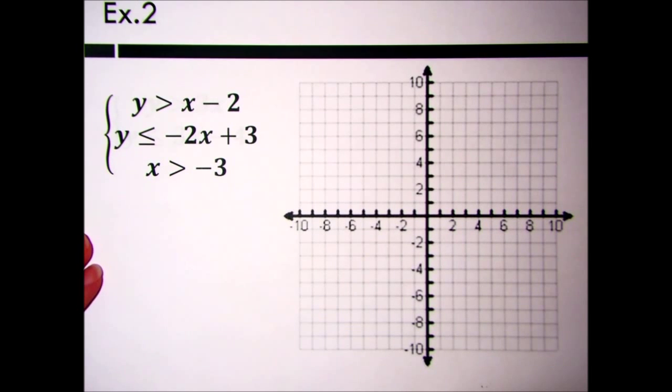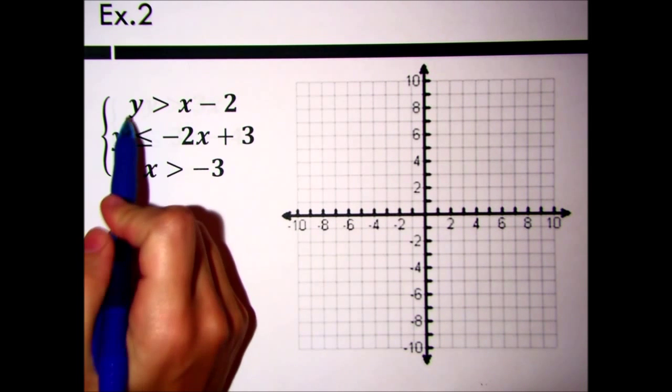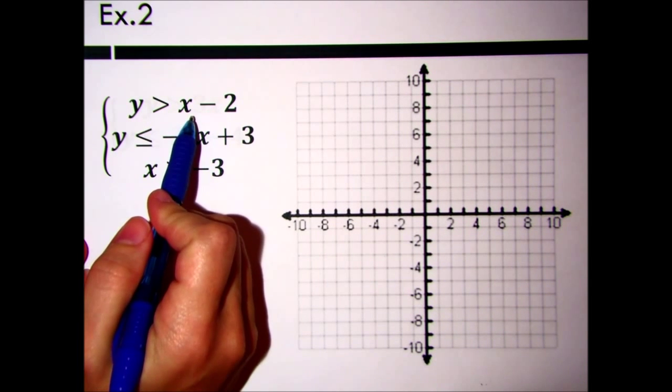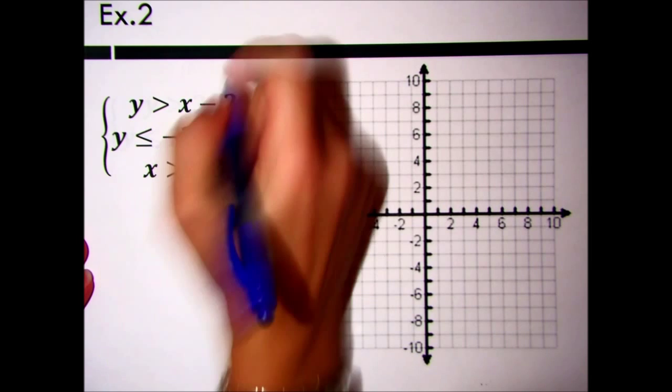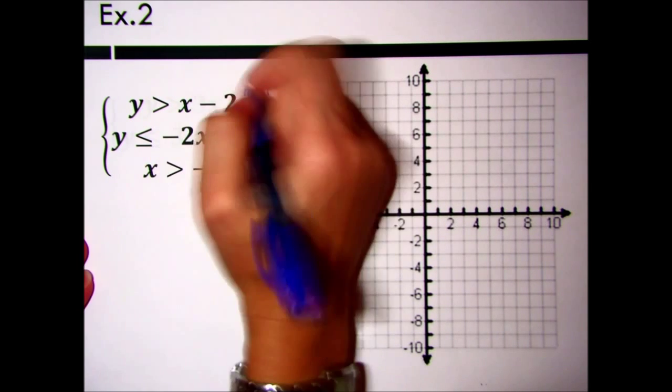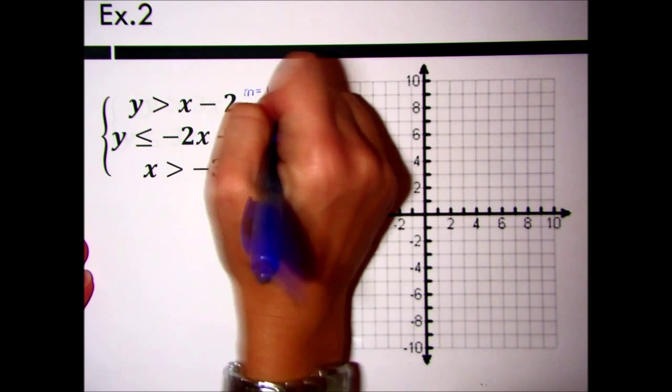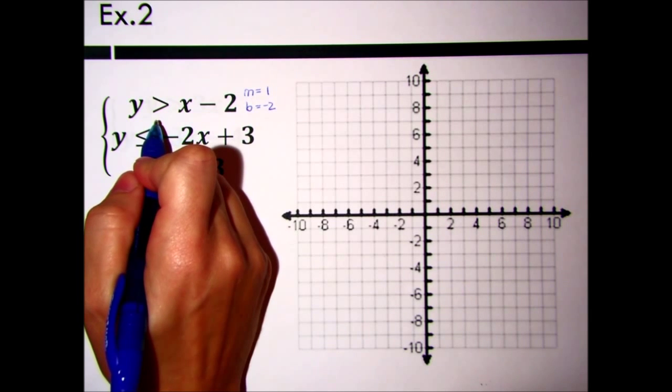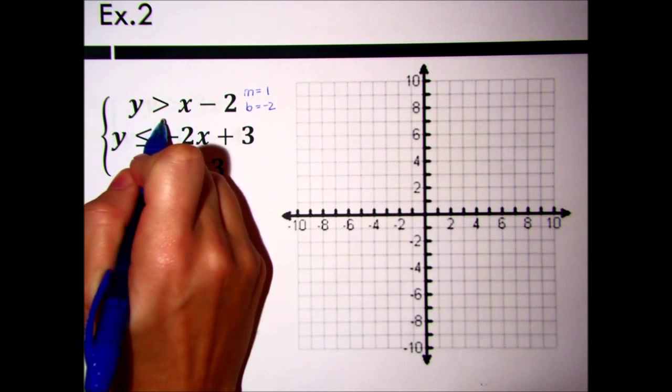Alright, so what you're looking at here is we're going to be graphing the system, and we're looking for the solution. And when you graph, you really want to make sure that you're in slope-intercept form. So for the first one, we know that our m is going to be equal to 1, because it's the number in front of the x. The b is going to be negative 2. Notice we're going to use open dots and dashed lines, because there is no equals right here.